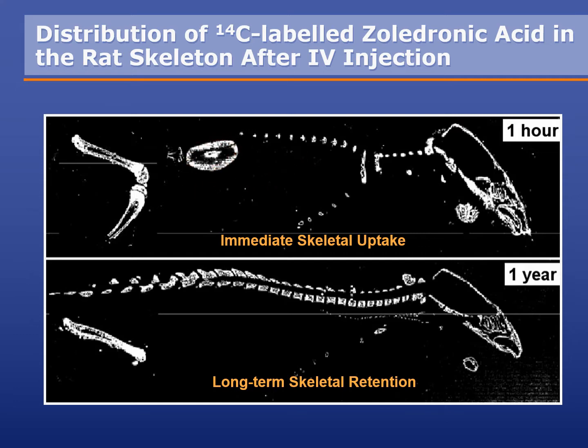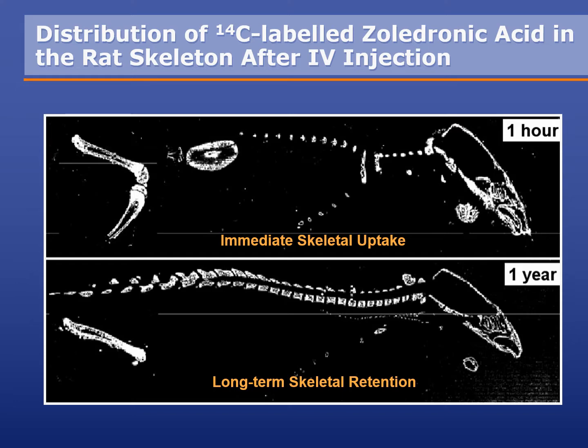And what this tells us is that when you give an intravenous bisphosphonate, within an hour or two, half of it's already in the skeleton and the other half is being excreted through the kidney into the urine and out of the body, and there's really no circulating bisphosphonate left in the system except in the skeleton within a day or so of administration.